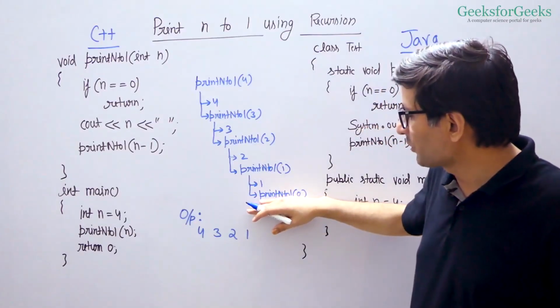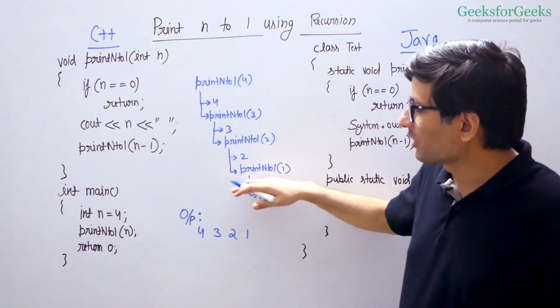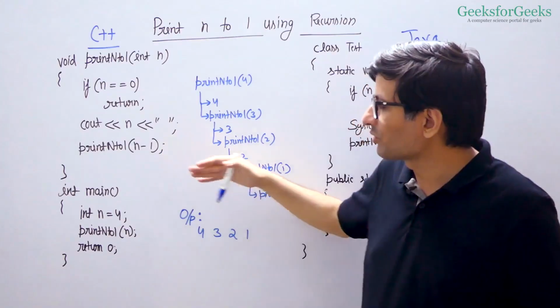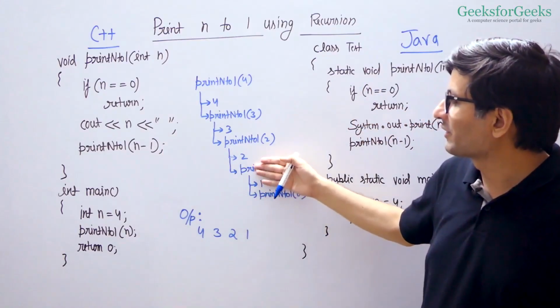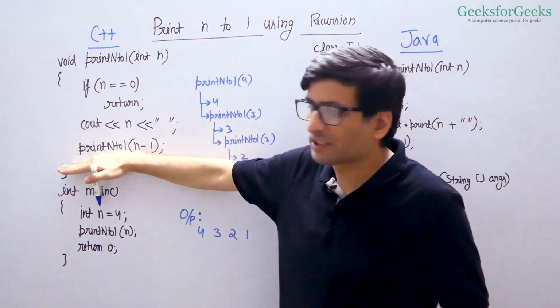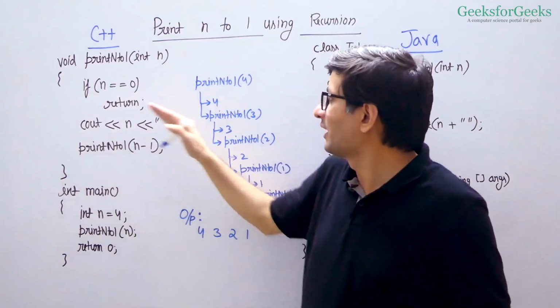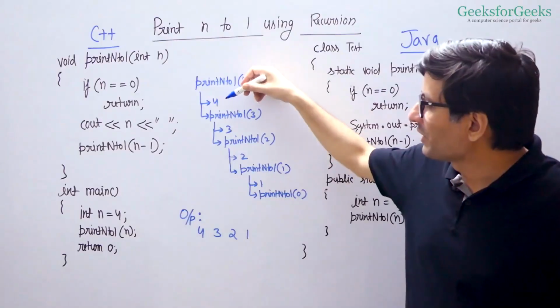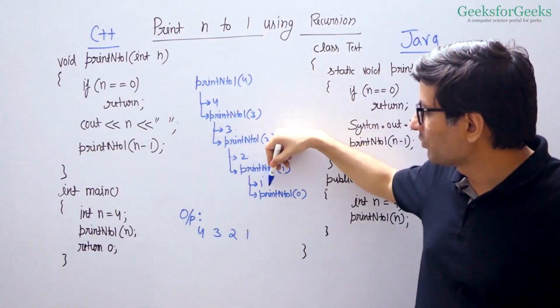So it immediately stops and gives the control back to the caller. Caller has nothing more to do, so caller also stops and then gives control back to its caller. That caller also has again nothing more to do because the recursive call was the last thing, and so on. So finally you get the output as 4, 3, 2, 1.